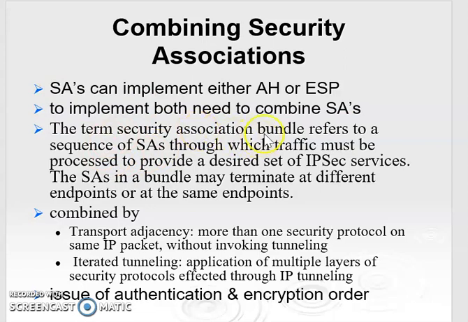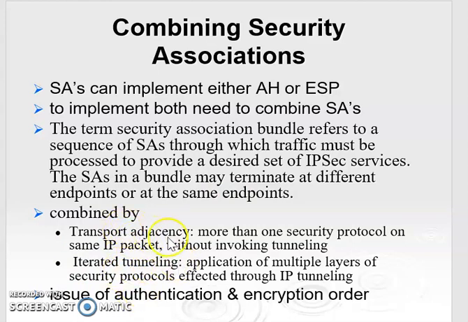Now, what is a security association bundle? It is nothing but a sequence of SAs through which the traffic must be processed to provide the desired IPsec services. The bundle may terminate at different endpoints or at the same endpoint. Now, security associations can be combined in two ways: transport adjacency and iterated tunneling.